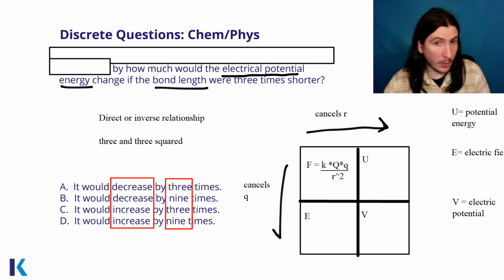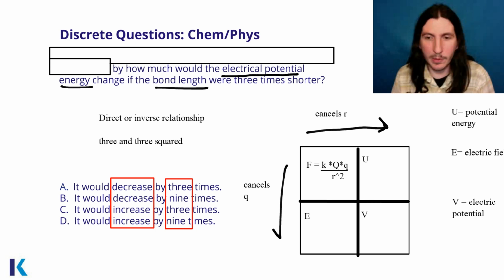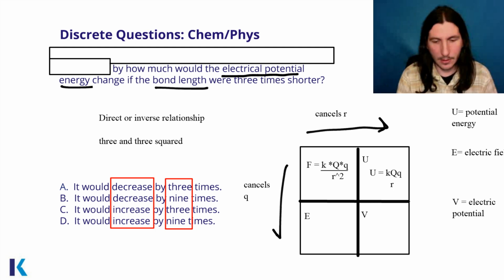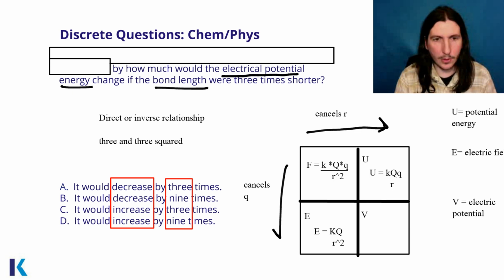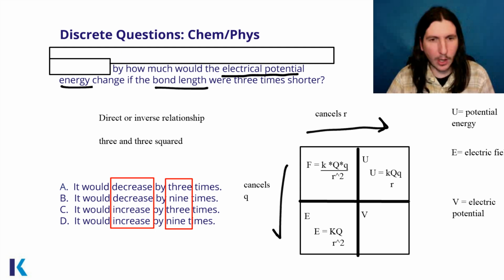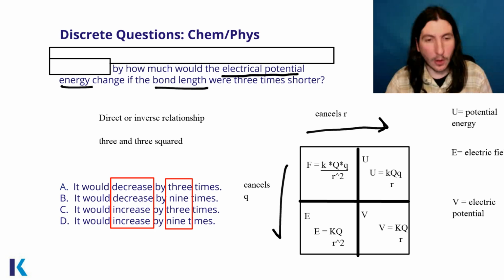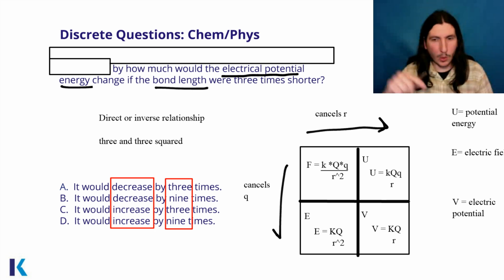So from Coulomb's law, we can get to electric potential energy, U, well, cancel R. U equals KQQ over R. E is equal to KQ over R squared. And V is equal to, now we've canceled both at this point, and we're down to 1Q and 1R over R. They all derive from knowing Coulomb's law and knowing how to work around this square.